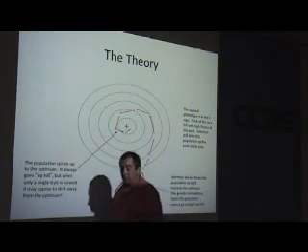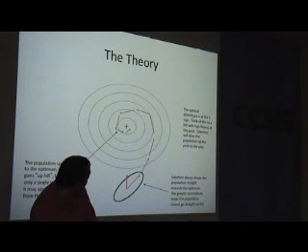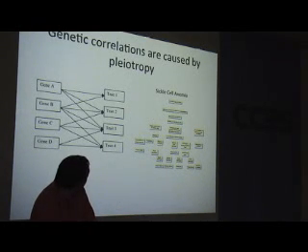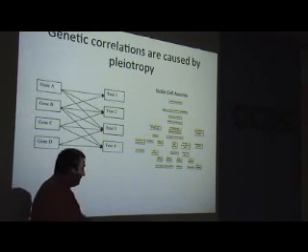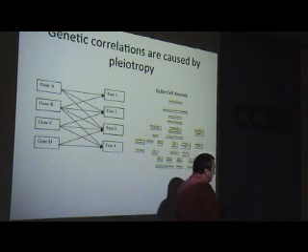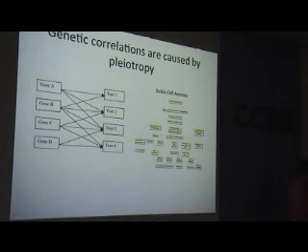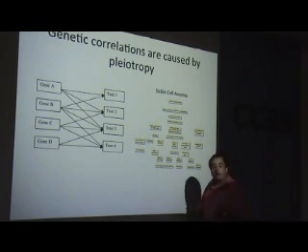Okay, so that's, in essence, really all I wanted to say about multivariate evolution, multivariate selection at this point. I have a few other slides, but that's really the core of what I wanted to talk about. Now, the question is, what causes genetic correlations?